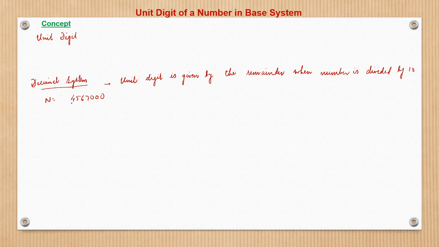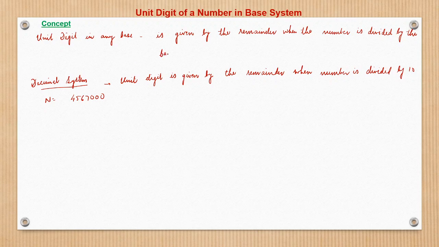Similarly, if we extend this analogy to other bases also, the unit digit in any base is given by the remainder when the number is divided by the base itself, right? So this is the rule, and why is this so, we will just see.